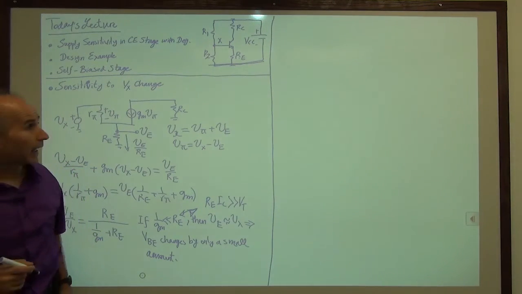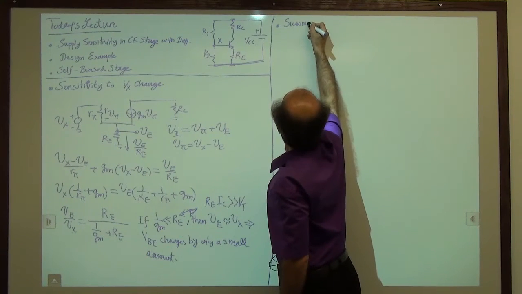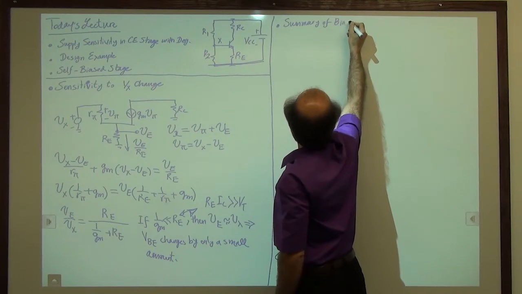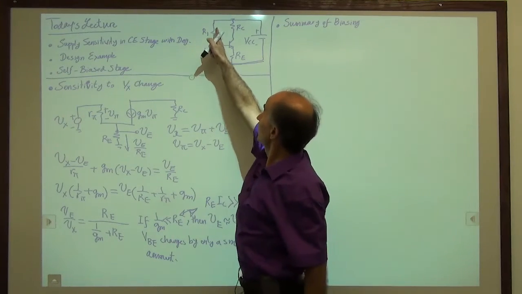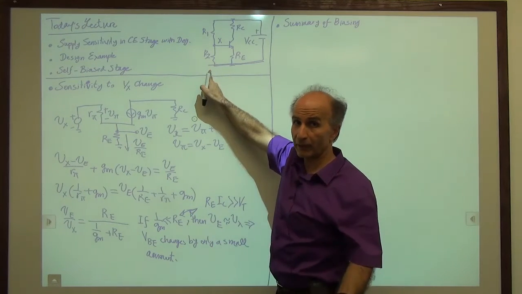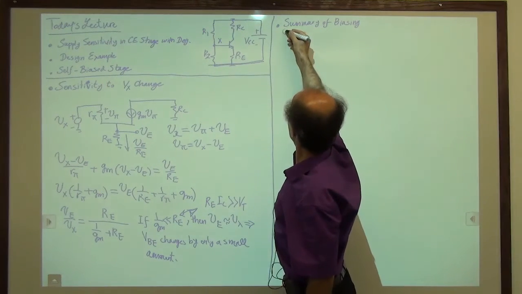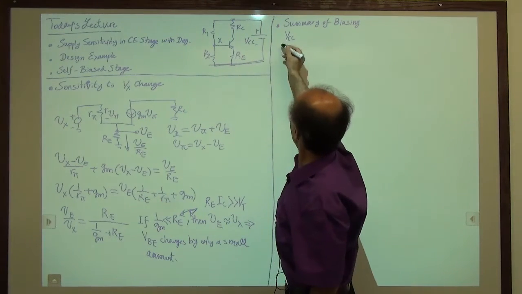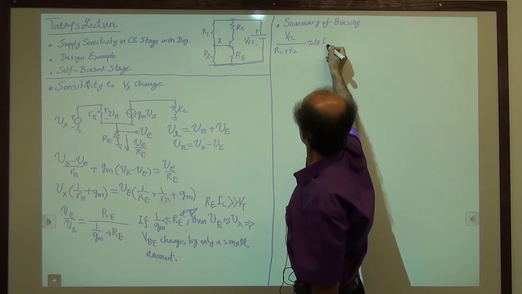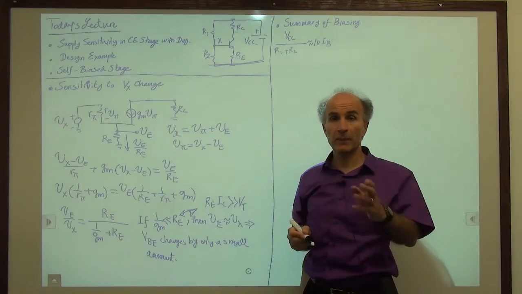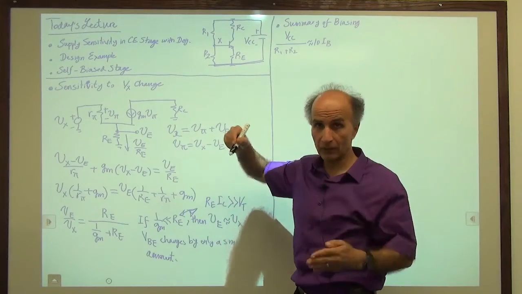All right, so let's go ahead and summarize everything we have learned about biasing here. Summary of biasing. Okay, so we said that we choose the current flowing through R1 and R2 to be much greater than the base current, so as to minimize sensitivity to the beta of the transistor. So we say VCC divided by R1 plus R2 should be about 10 times the base current. Okay, so that if the base current changes by maybe 30%, 40%, the voltage at this point doesn't change much. It's still given by the division between R1 and R2.